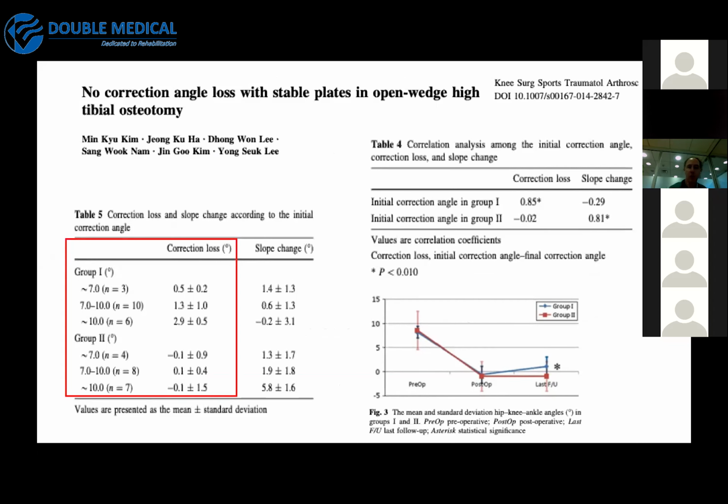We know that with small plates, most of the cases have some displacement or loss of correction over time. And that loss of correction increases if our correction gap is over 10 millimeters. What we find with locking plates or TomoFix is that the correction remains stable, as we see in the graphic on our left, group 2, over time up to 1 year. So almost no angular loss after 10 millimeters of correction after 1 year. So it seems that the plate that you choose is crucial for the follow-up of the patient.